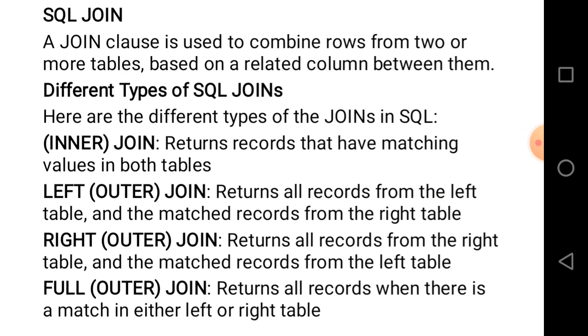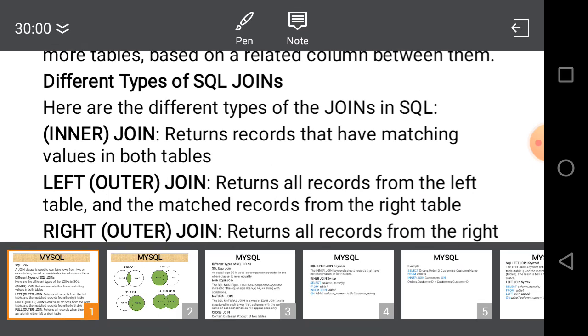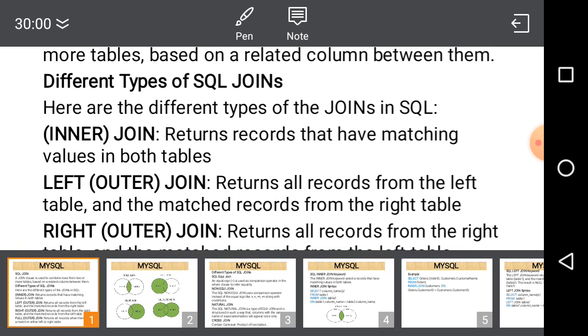And full outer join returns all records when there is a match in either the left or right table. So we can say that it is a combination of left and right outer join. So these are some types of join. Let us understand this with a proper diagram.